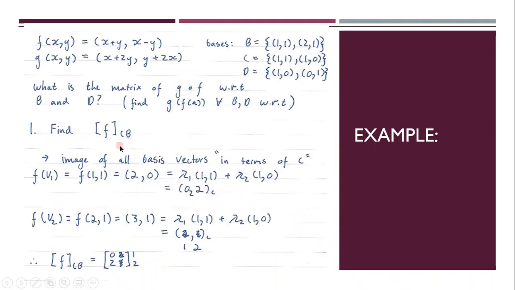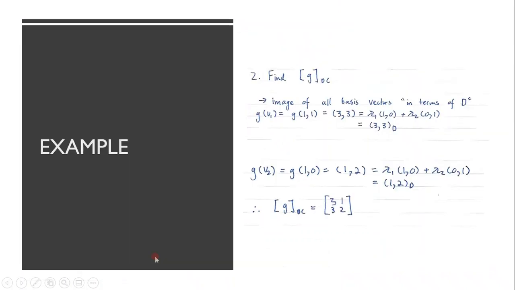Okay, so first thing we need to do is find F_CB. So we find the image of all the basis vectors in terms of C. So what is v1? It's (1, 1). We put it through the transformation matrix and we get (2, 0). And then what is this in terms of C? It is (0, 2). And we repeat the same for our second vector. And this is the transformation matrix which we get. So we've got F_CB.